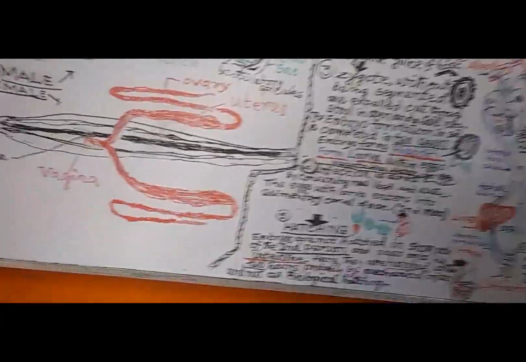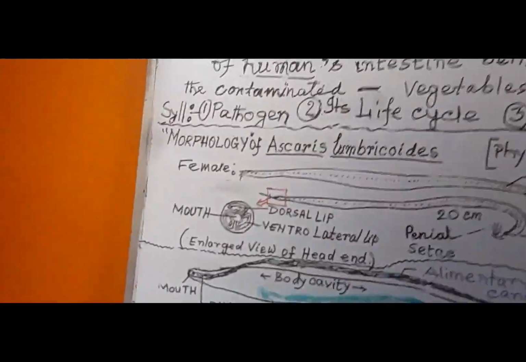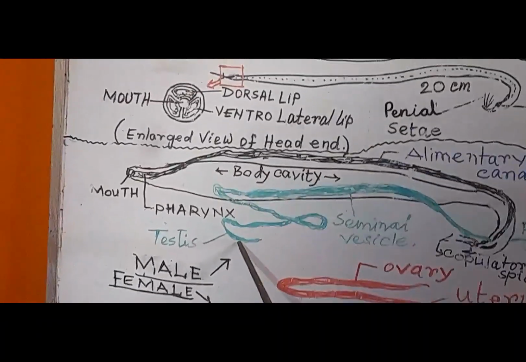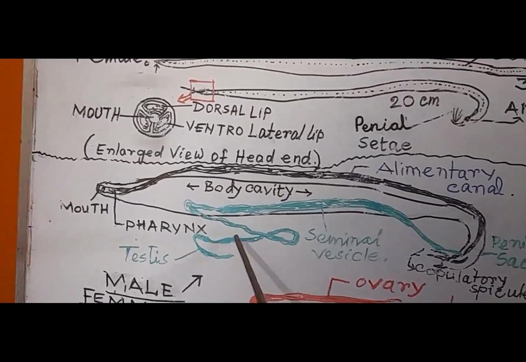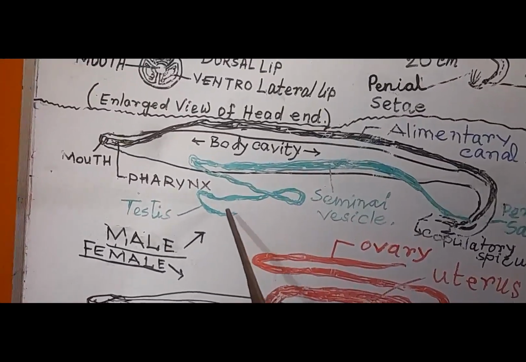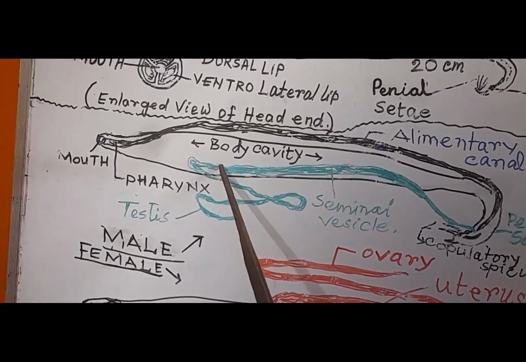This is the male, which is present above. It is drawn above, and this is the female. The testis is so long. This green colored part is the testis, which is lying at the anterior part of the body cavity.